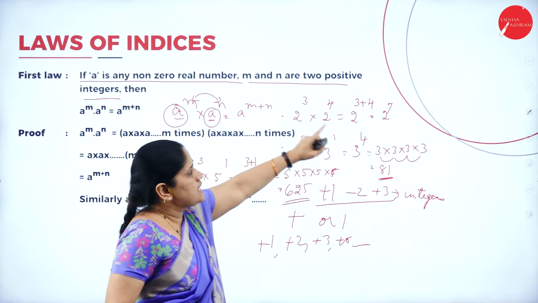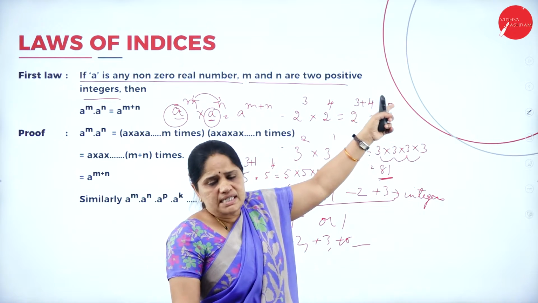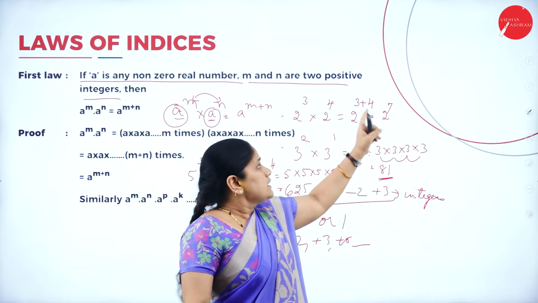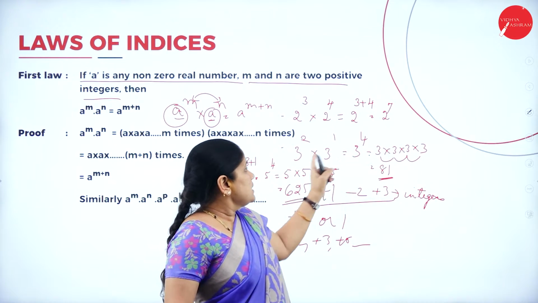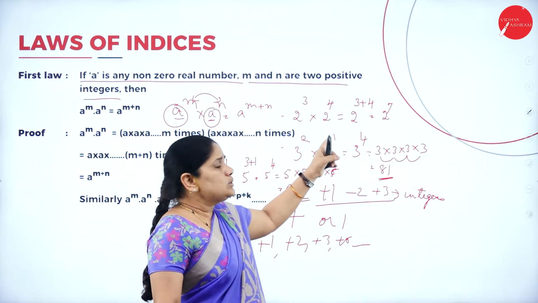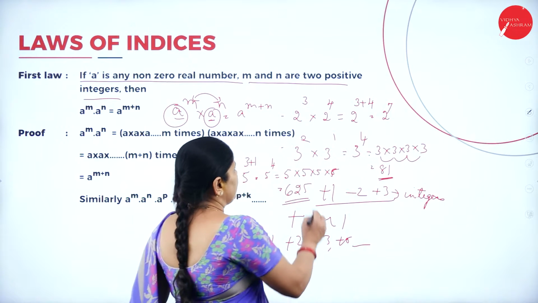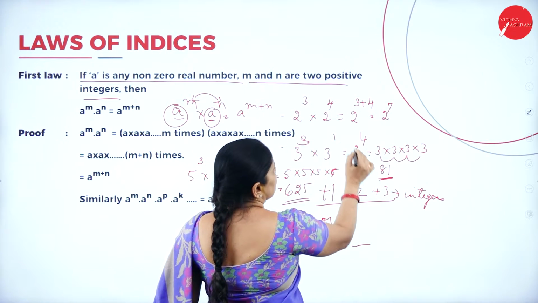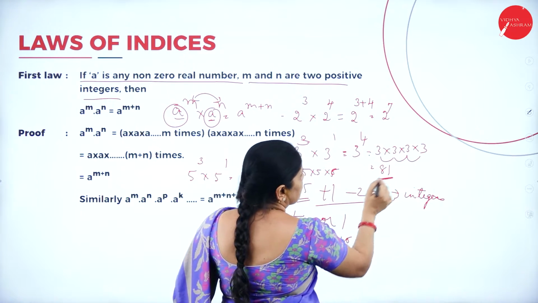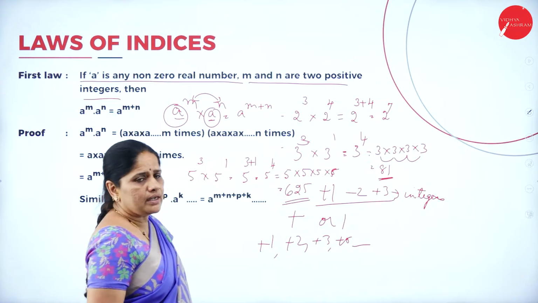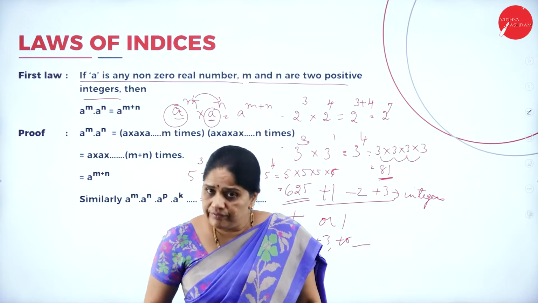So, when the powers are added, whatever number you are getting, say 2 to the power 7, it means that this 2 has to be multiplied 7 times. Or suppose you are getting 3 square into 3 to the power 1. So, it comes to 3 to the power 3 plus 1, that is 3 to the power 4. So, 3 into 3 into 3 into 3, that comes up to 81. So, in this way, I hope you have all understood the first law of indices.